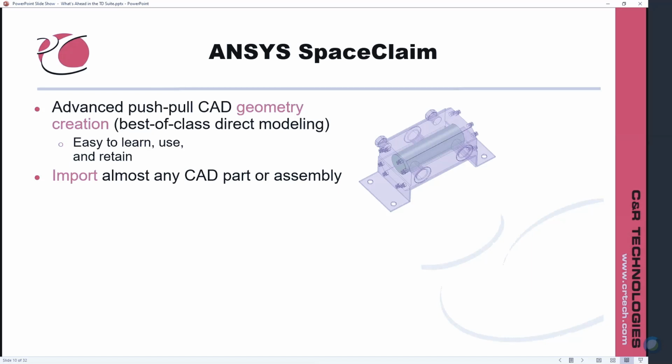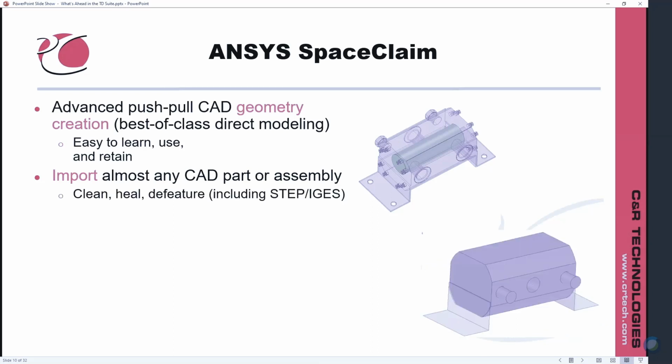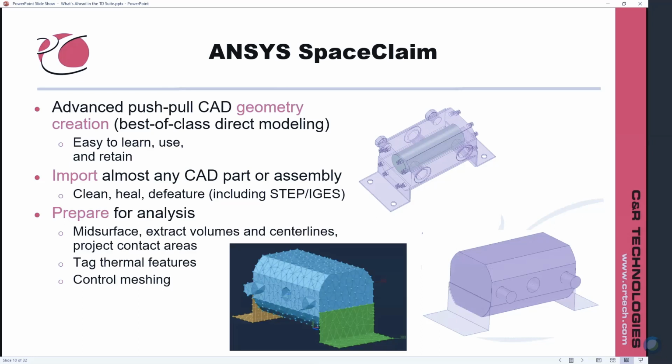So ANSYS SpaceClaim we found is a very powerful tool for what's called direct modeling. So it recognizes the topology of the system. So it's push-pull CAD geometry creation and modification. I found it very easy to learn and use and retain that knowledge. And you can import just about any CAD format file and bring it in and work on it as though it had been built right there. And you can clean up, heal, defeature, even with what's called dumb geometry, such as STEP and IGES, which has no understanding of features or anything like that.